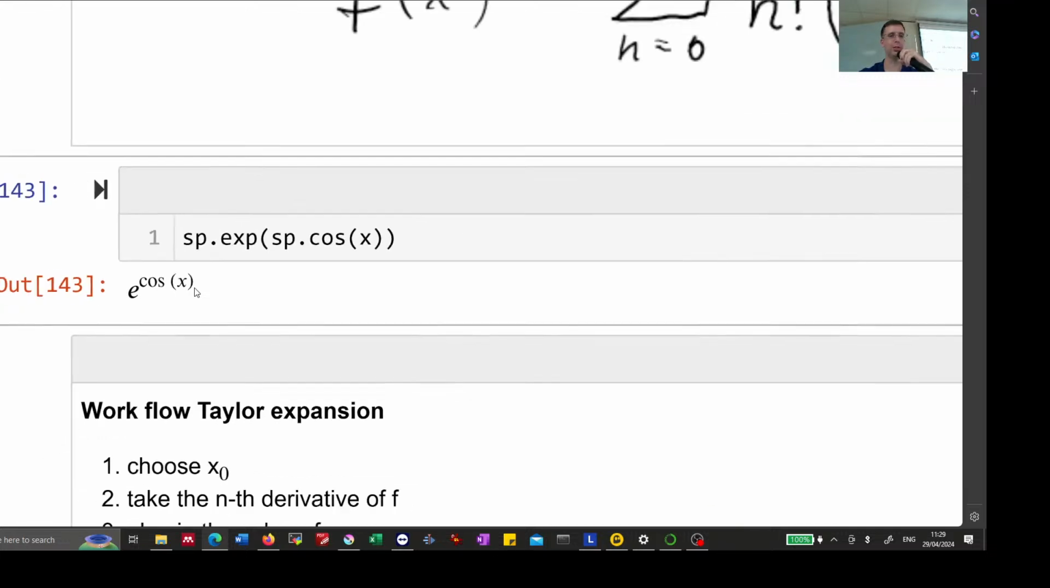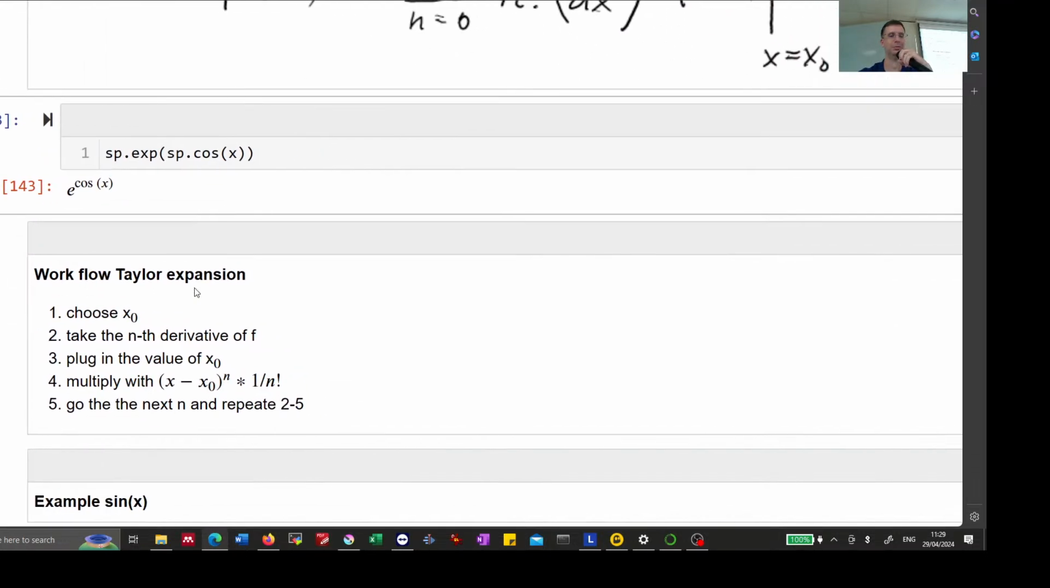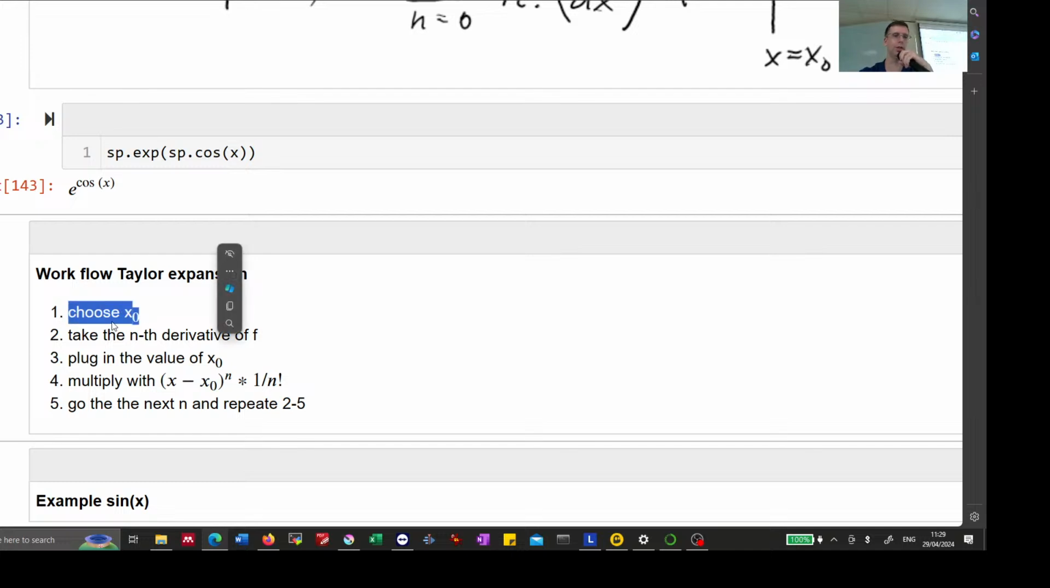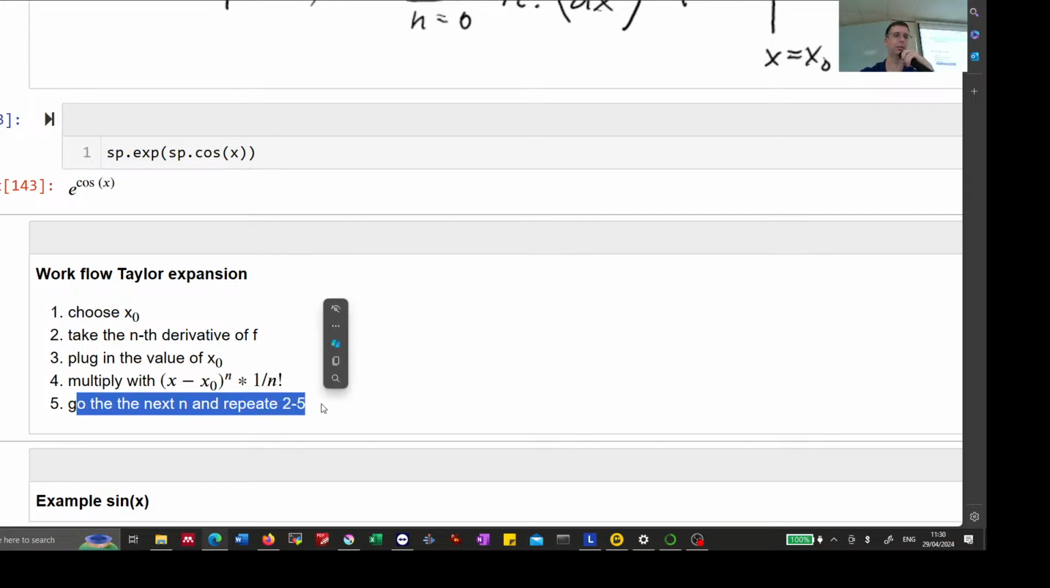Luckily, we have Python today. But again, the Python you use to get help, but in the end, it's always the person who does the work, right? So practice, practice, practice, and use Python here as a tool to practice, to improve your skills. So choose an x, do the derivative, plug in the value, multiply it with a polynomial prefactor, and then go to the next and repeat it until you're happy.